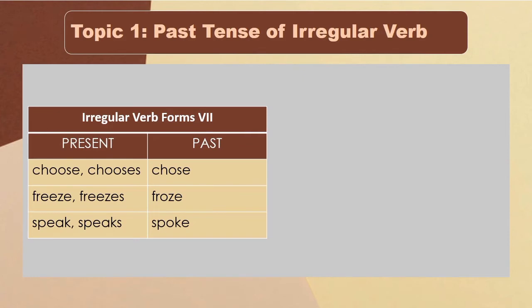The seventh form of irregular verbs. Choose and chooses will become chose. The words freeze and freezes will become froze. The words speak and speaks will become spoke.